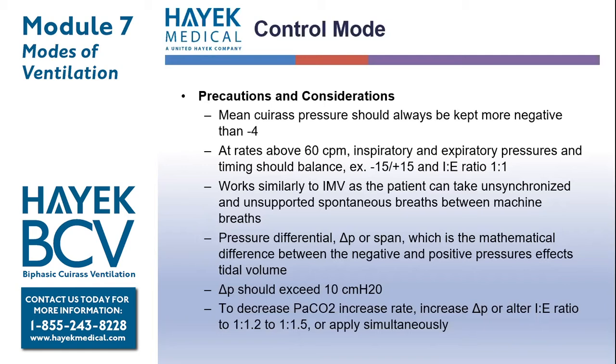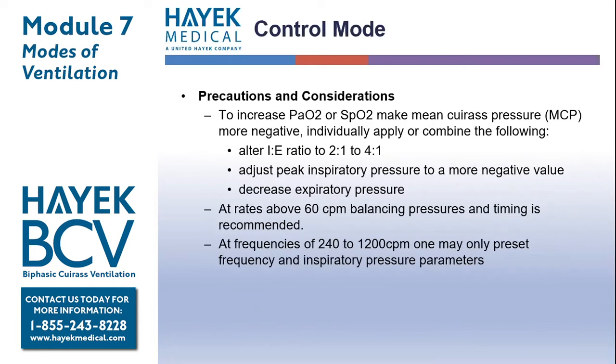Pressure differential, delta P or span, is the mathematical difference between the negative and positive pressures. This variable affects tidal volume. Delta P should always exceed at least 10 centimeters of water pressure. Generally, it'll be twice or triple that. To decrease arterial CO2, increase the rate, increase the delta P, or alter the IE ratio to 1:1.2 or 1:1.5 from the original 1:1, or apply all these simultaneously. Control mode precautions and considerations continued.